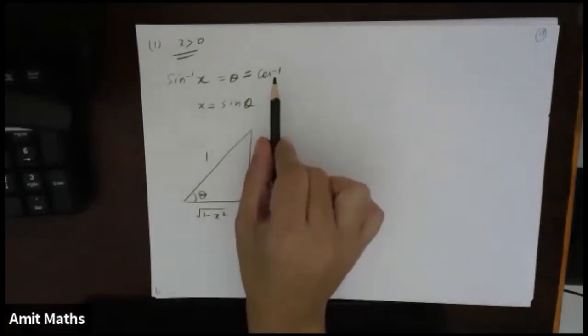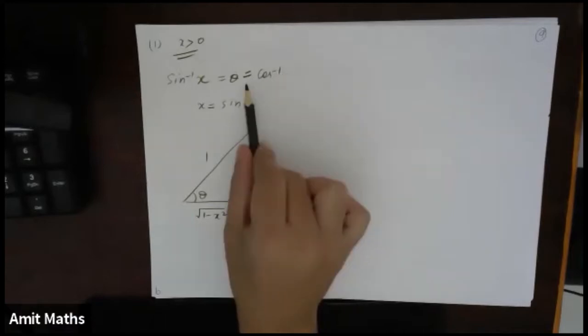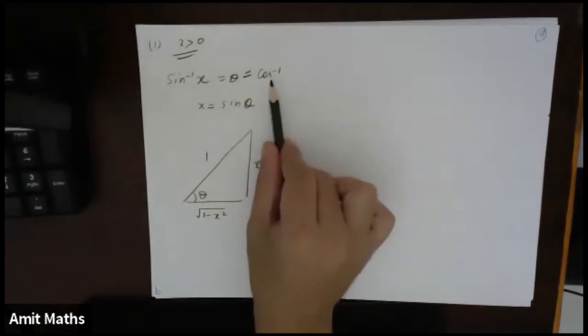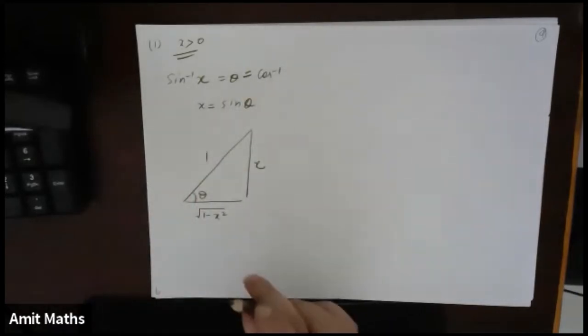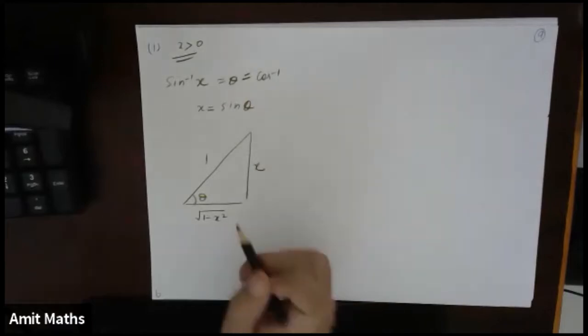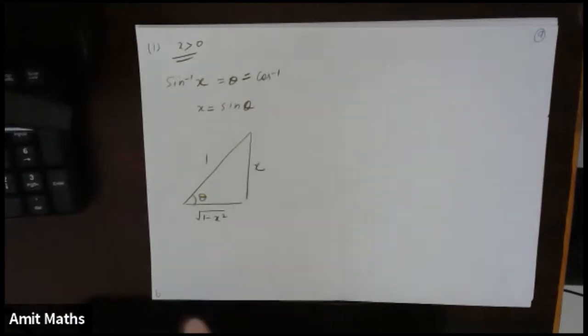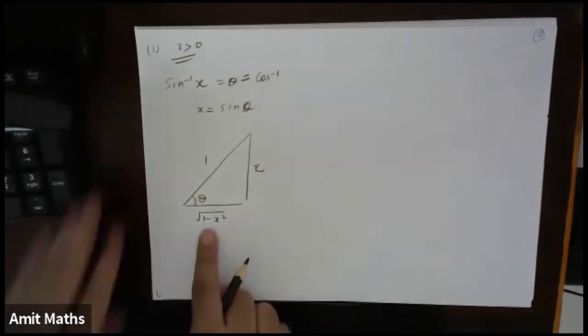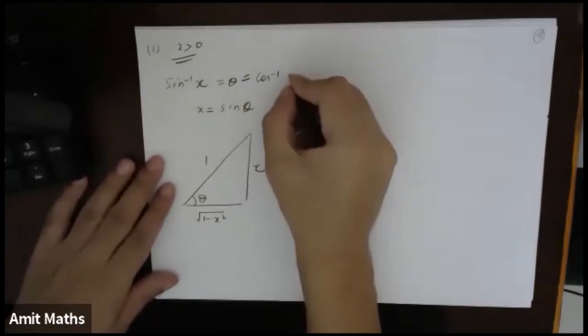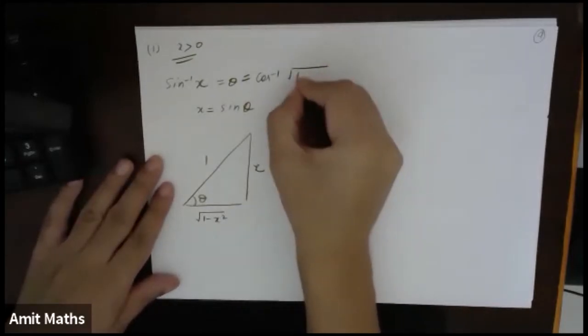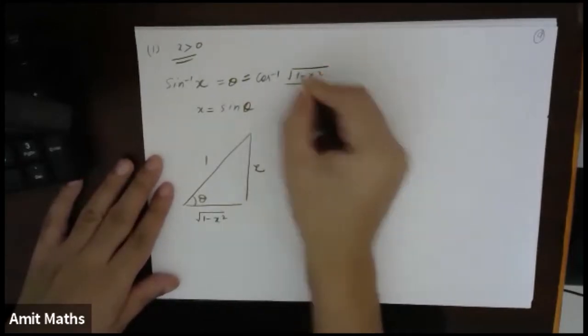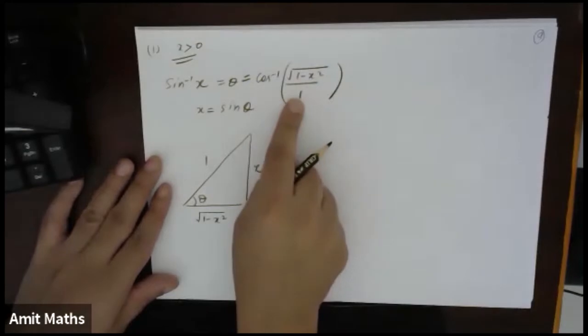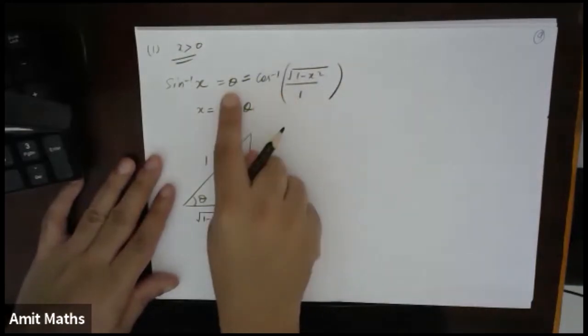So what I can write is cos inverse of something such that I should get theta. What should be the value of cos inverse such that I get theta? Cos inverse of base upon hypotenuse. Base is under root of 1 minus x square, so this becomes cos inverse of under root of 1 minus x square by 1. This will again give you theta.